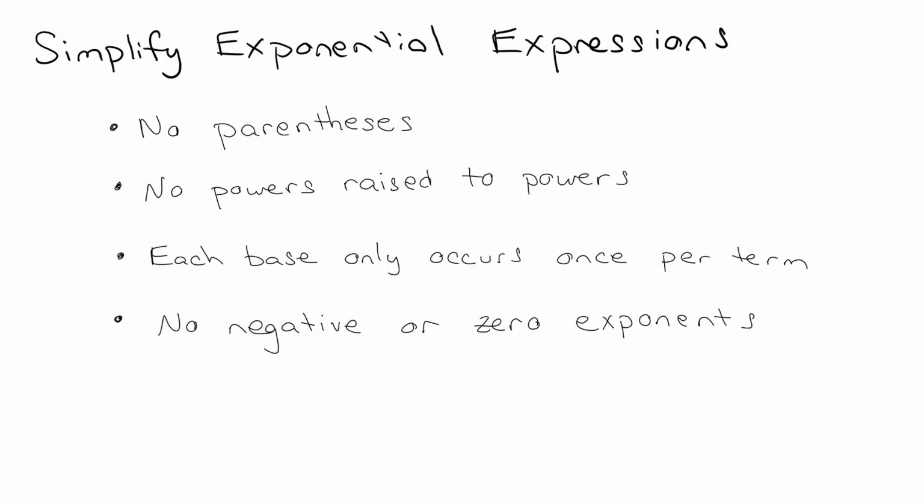We're going to now look at what it takes to simplify exponential expressions. Just some really basic things, just so you know whenever someone says simplify and they act like you should know what I mean by simplify. Here's what they mean. They mean basically that there should be no parentheses, no powers raised to powers. Each base should only occur once per term, and there should be no negative or zero exponents, okay?